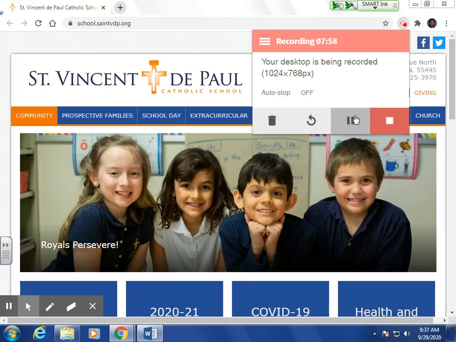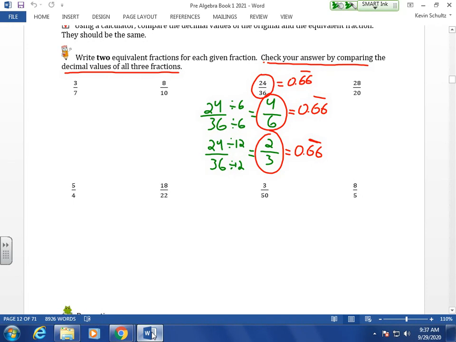And let's go over some answers. Raise your hand if you can give me one equivalent fraction you got for 8/10. Someone who did that one. Yeah. 4/5. So 8 divided by 2, 10 divided by 2 gives us 4/5. Good. That's one option. How about 28/20? Someone that did that one who'd like to share what they got. Go ahead, Maggie. 7/5. And what did you divide by to get that? 4. Divide by 4. Good.